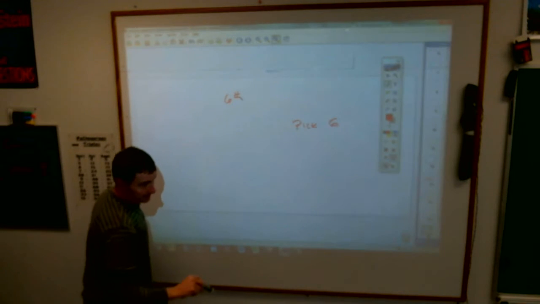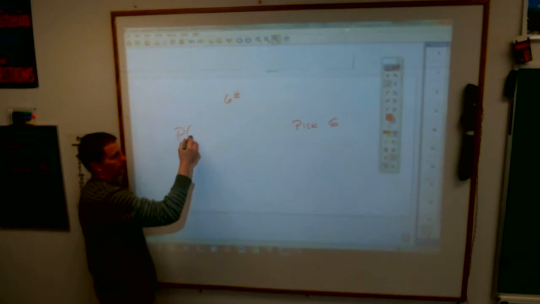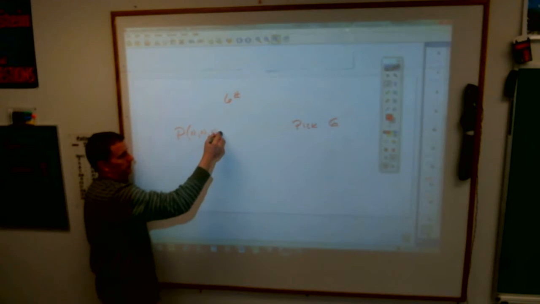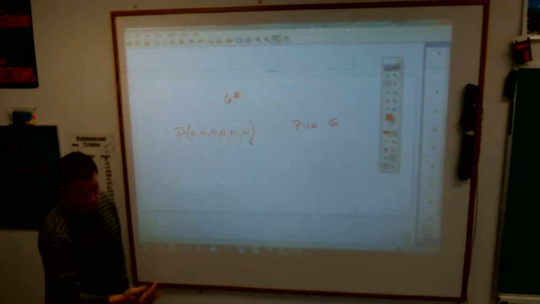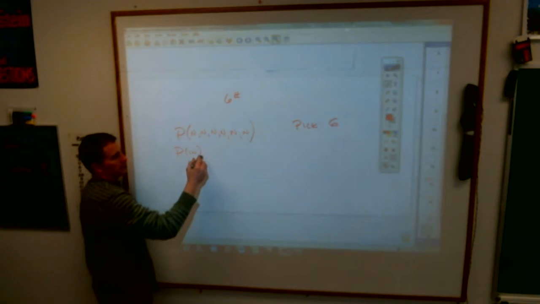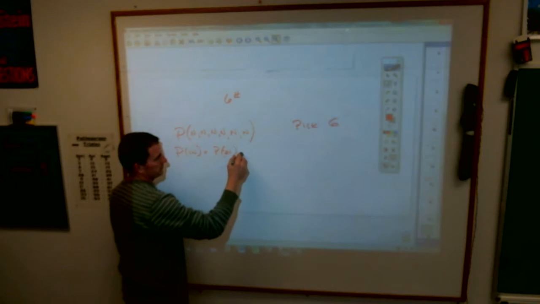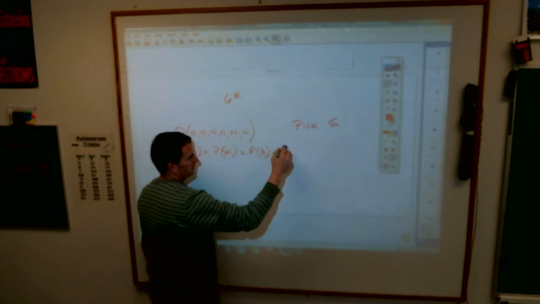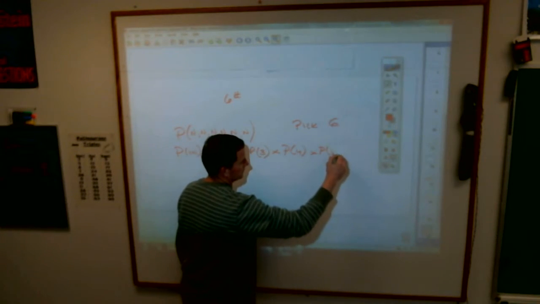1 through 65. So that would be the probability of picking the first number, the second number, the third number, the fourth number, the fifth number, the sixth number. Which means it's all of their probabilities multiplied together. Probability of picking the first number times the probability of picking number 2, times the probability of picking the third number, times the probability of picking the fourth number, times the probability of picking the fifth number, times the probability of picking the sixth number.